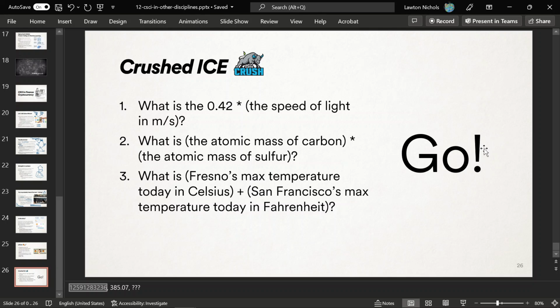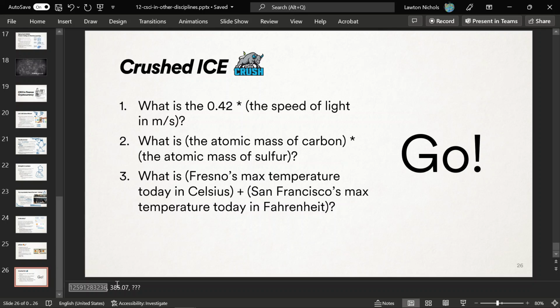And then the next one, atomic mass of carbon times atomic mass of sulfur in those atomic mass units, whatever you call them. 385.07-ish. That's close enough. Depends on which isotopes you're using. Who wrote that one? Very nice. You have mined the Litcoin.